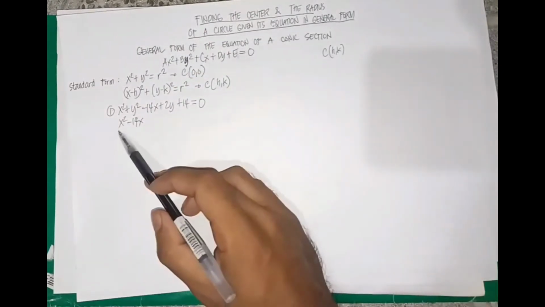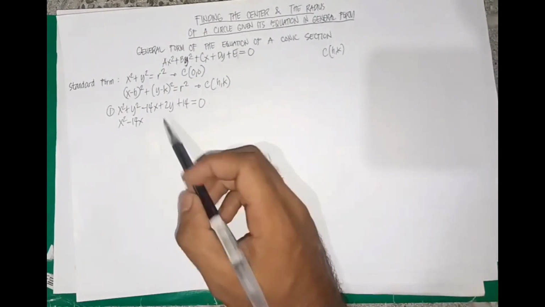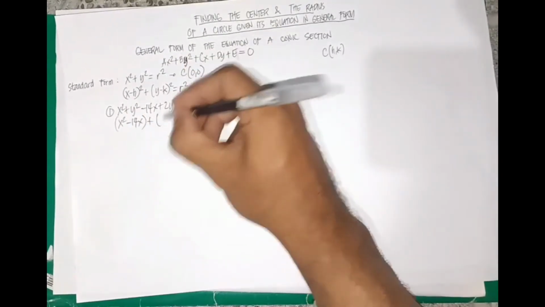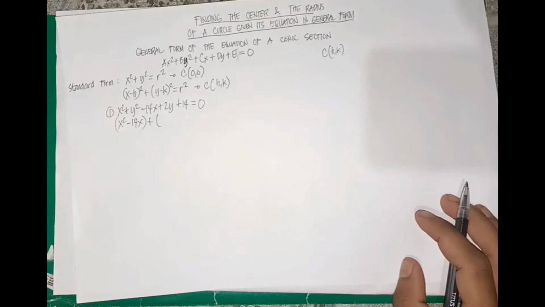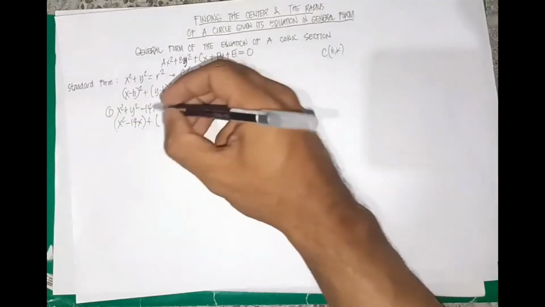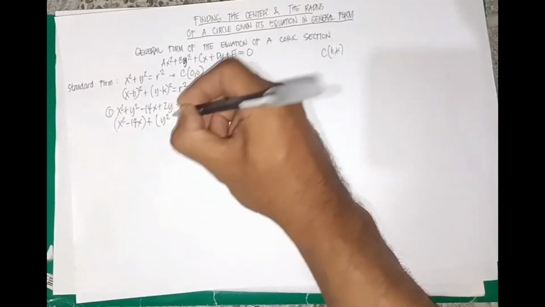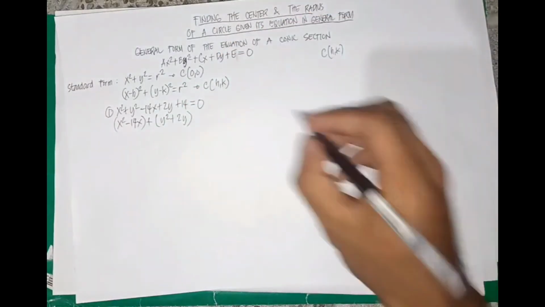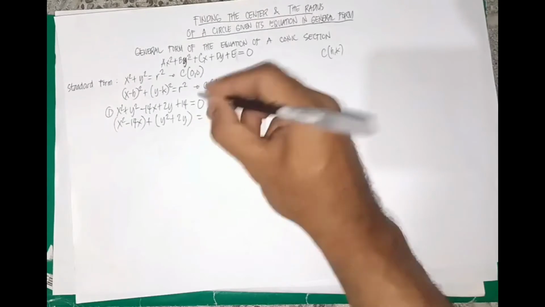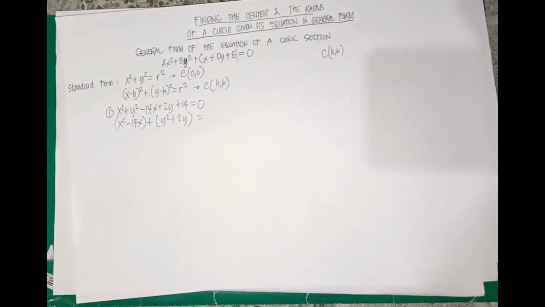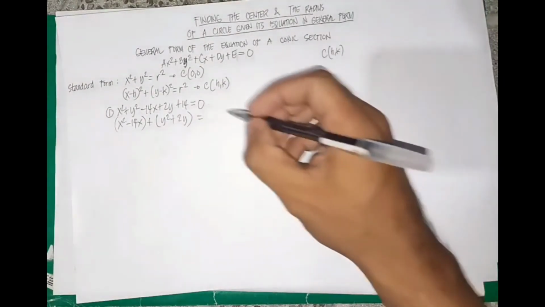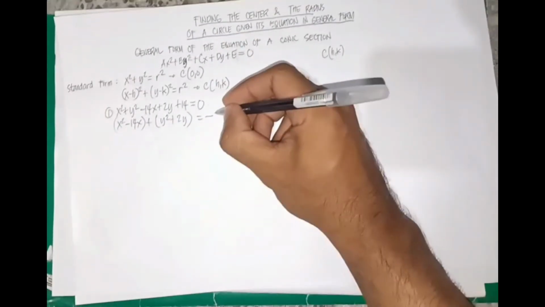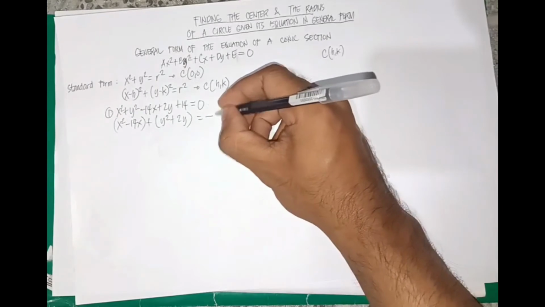Since they both have the variable x, we are going to group them, and also group the expression with variable y, so y squared plus 2y. The 14 will be transferred to the right side of the equation, which will change its sign. The sign here is positive, so therefore it will be negative 14.